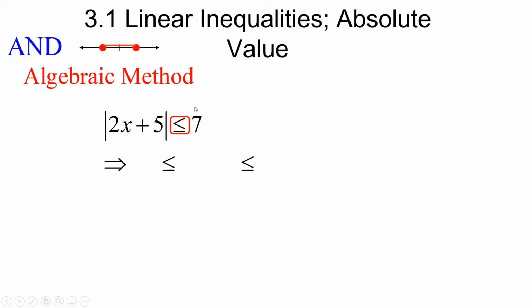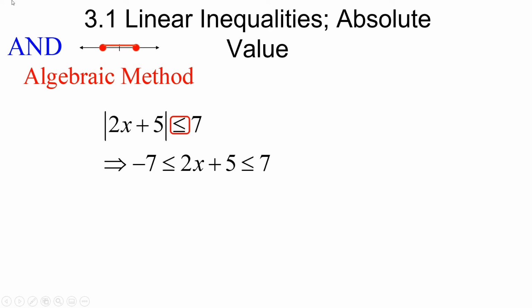All right, well, on the left, see the 7? That's my c. So I'm going to have the opposite of c, or -7, is less than or equal to whatever is within the absolute value, 2x plus 5. And 2x plus 5, did you notice the "and" there, is less than or equal to positive c, or in this case 7. Now we simply solve the double inequality.